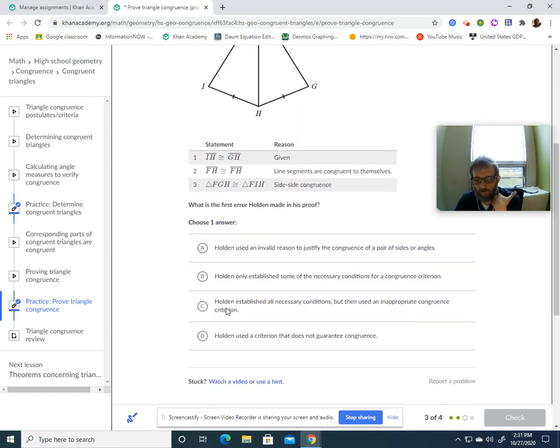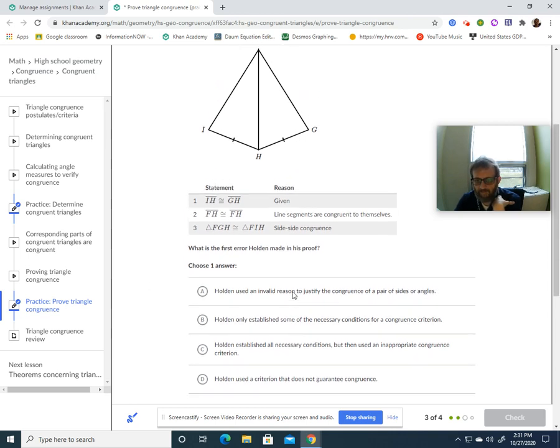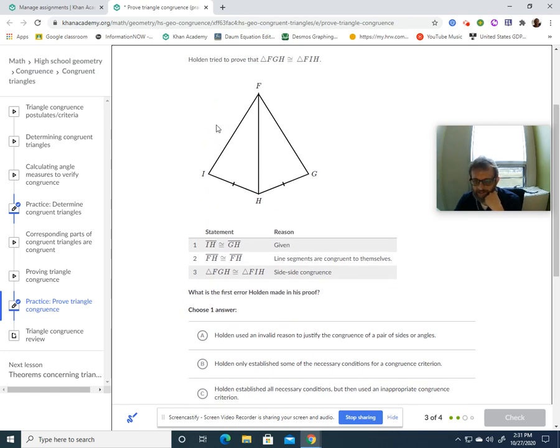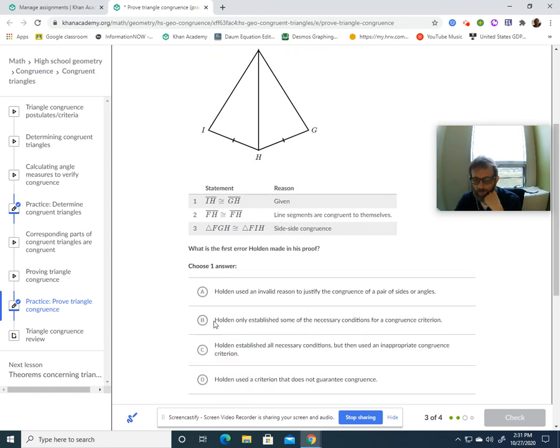So again, they didn't establish all necessary conditions. They just didn't get us everything that we needed. We needed something else. There's not enough. And he also used an inappropriate congruence criterion. He didn't establish all the necessary things. We don't have everything that we need, so I'm actually kind of torn as to which one. I think it's going to be B.